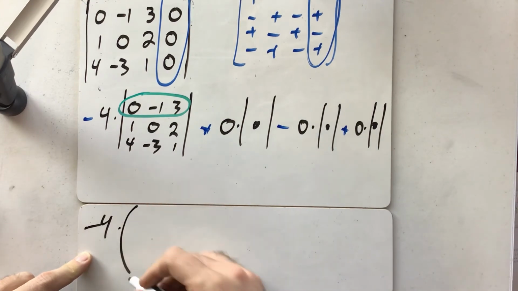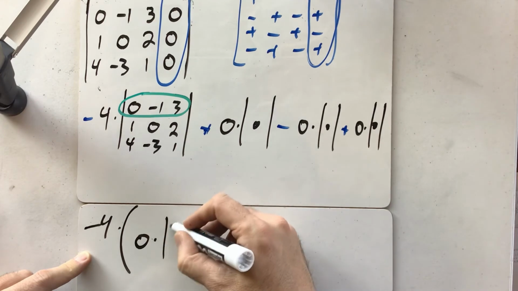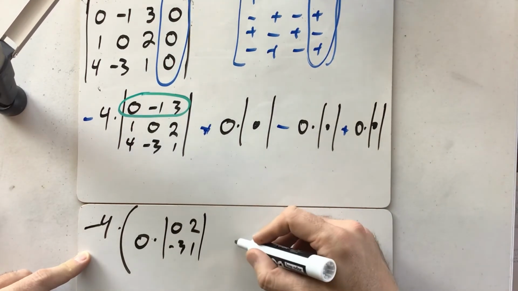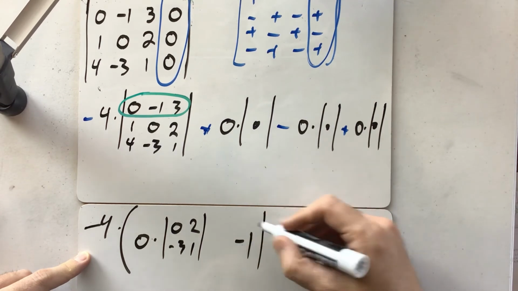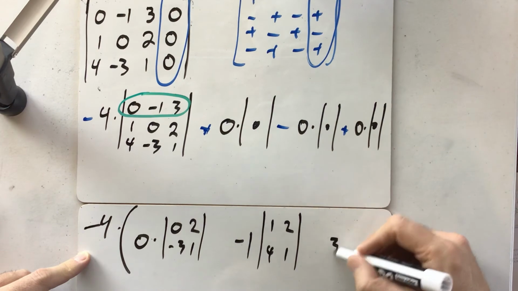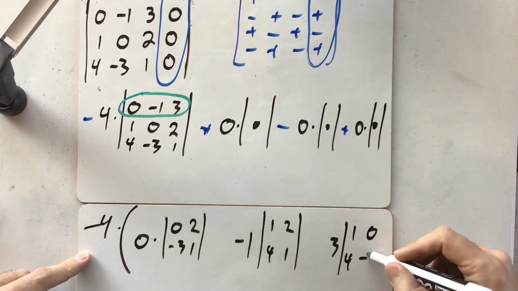times, and now I'm going to open parentheses, and then we have to do each one. So it's going to be 0 times the determinant of 0, -3, 1, and then -1 times the determinant of 1, 2, 4, 1, and then 3 times the determinant of 1, 0, 4, -3.